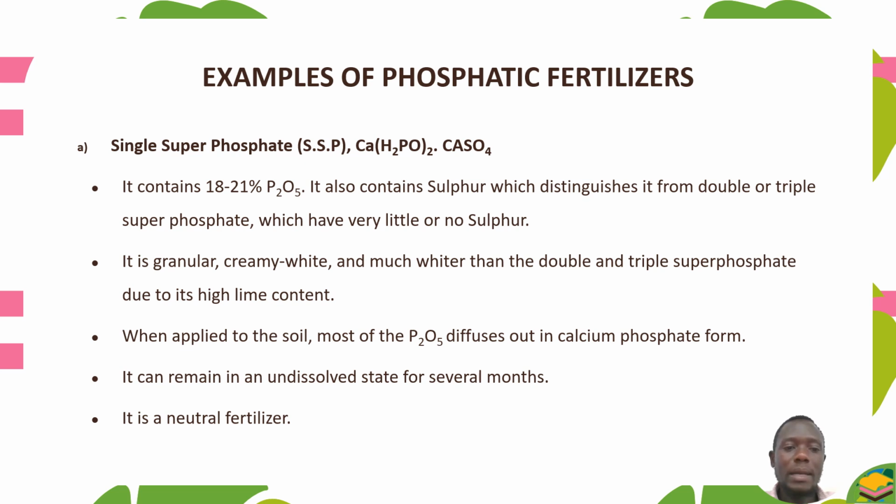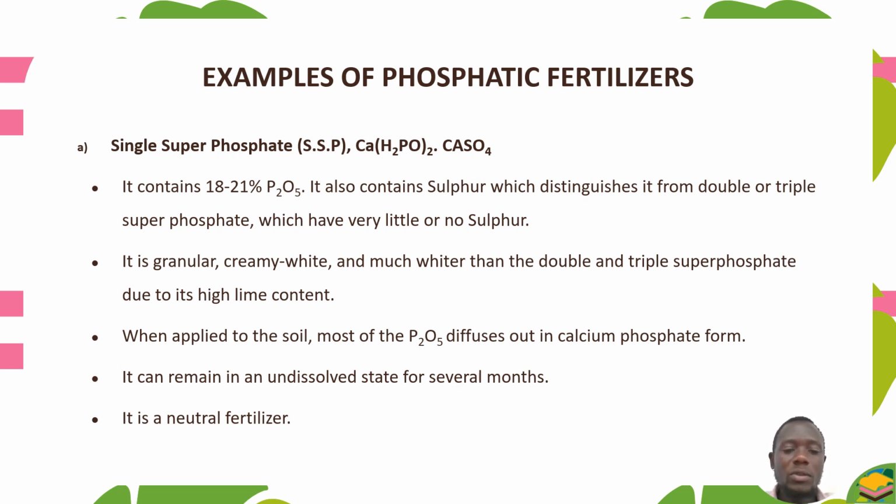The other property of single superphosphate is that it is granular, creamy white, and much whiter than the double and the triple superphosphate due to its high lime content. So because of high lime content, it is granular, creamy white, and much whiter as compared to double and triple superphosphate.